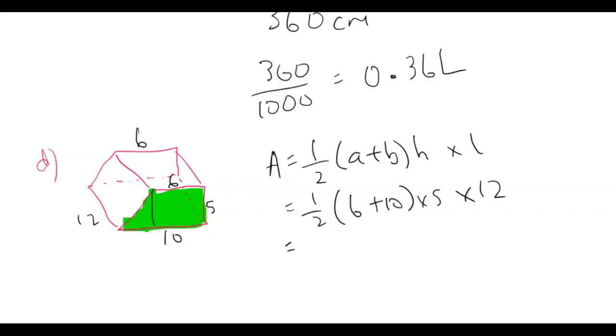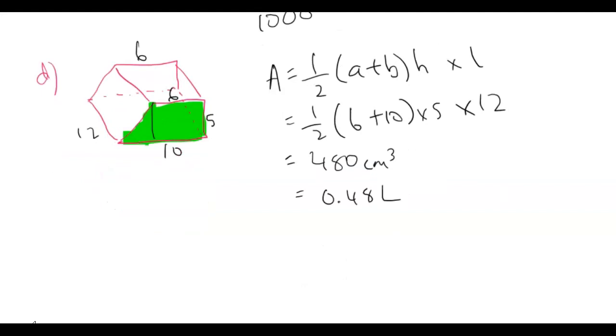All right, so you can do all that on your calculator. So we've got 0.5 times 16 times 5 times 12. So I get 480 centimeters cubed, which converts to 0.48 liters. So just divide the 480 by 1,000 to put it into liters. All right, so let's go to the next question.